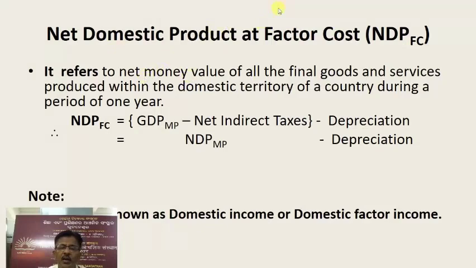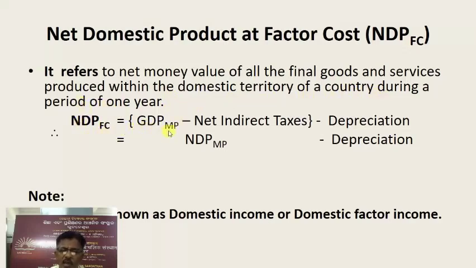Net domestic product at factor cost, that is NDP at factor cost. It refers to the net money value of all the final goods and services produced within the domestic territory of a country during a period of 1 year. So NDP-FC is equal to what?